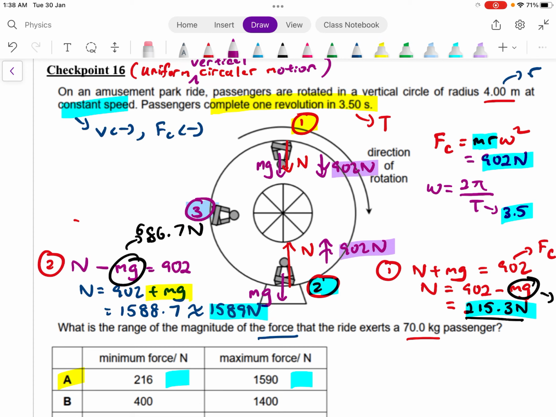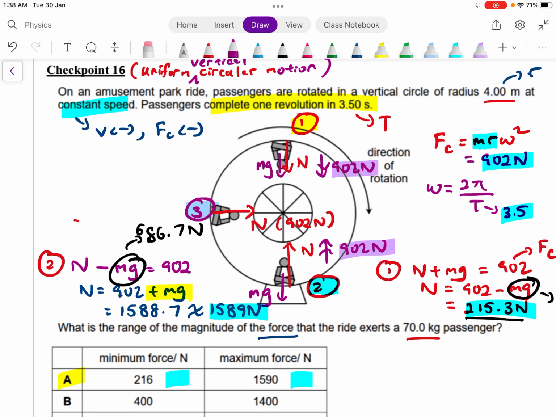Okay, let's say we want to look at point number 3. At point number 3, you can see that this person is at that orientation. So how can I determine the force that the floor of the park ride actually exerts on the passenger? First we must know that there's a normal contact force. This normal contact force will be exactly 902 Newton, because it's the normal contact force that provides the centripetal force.